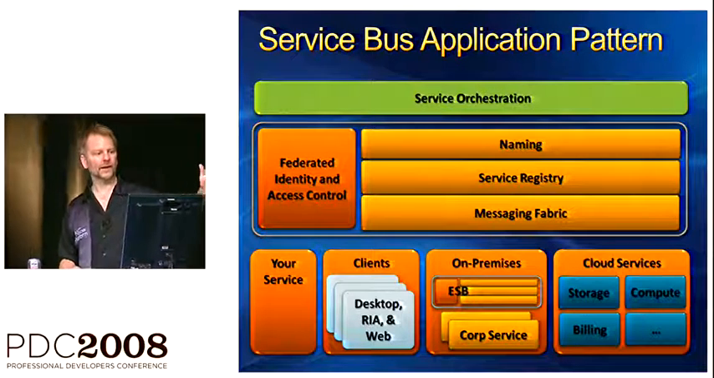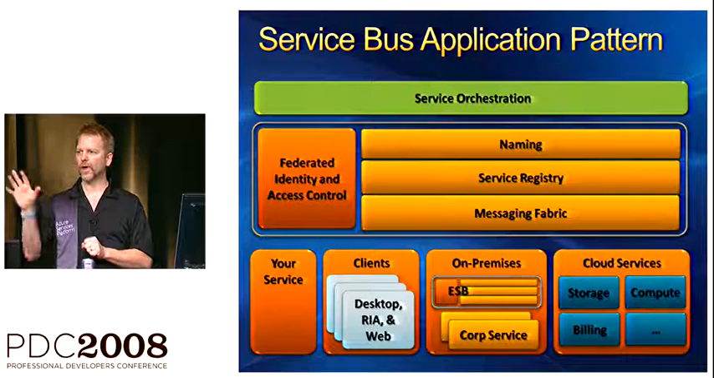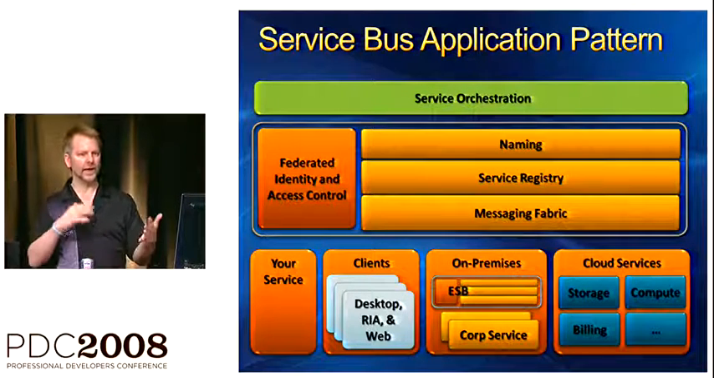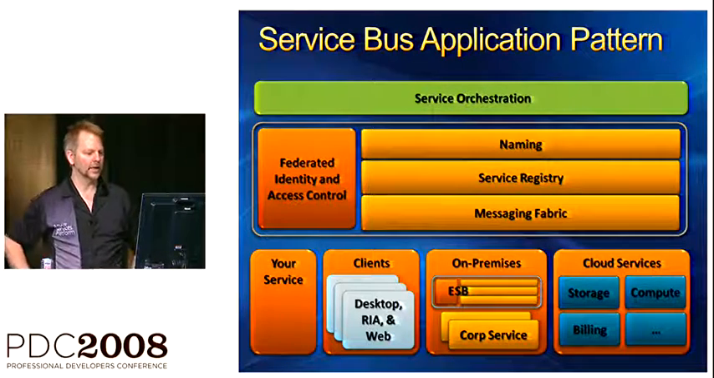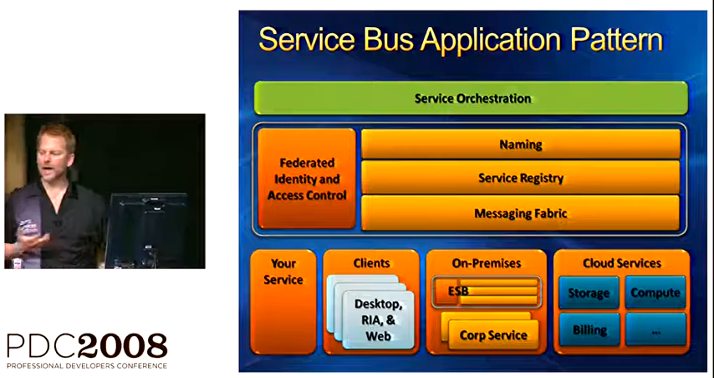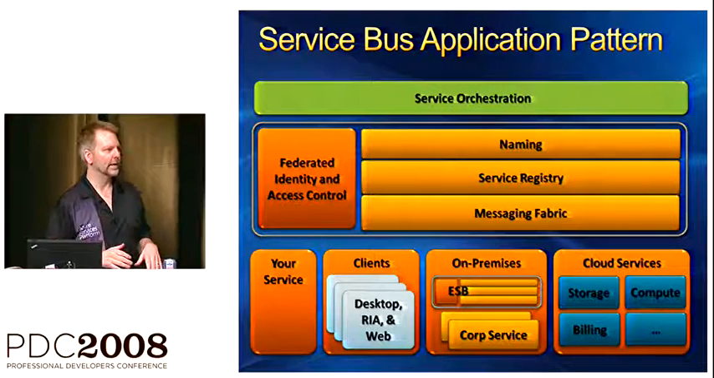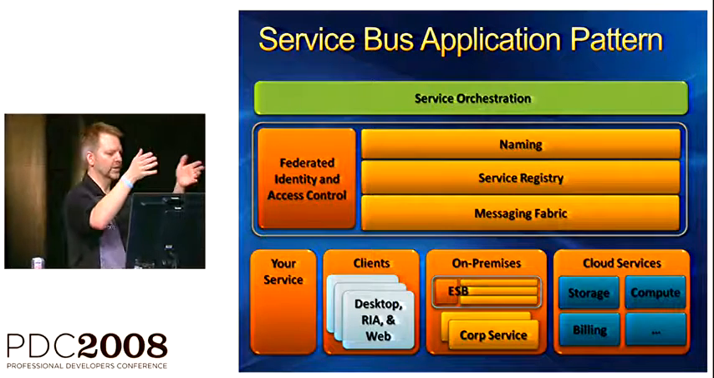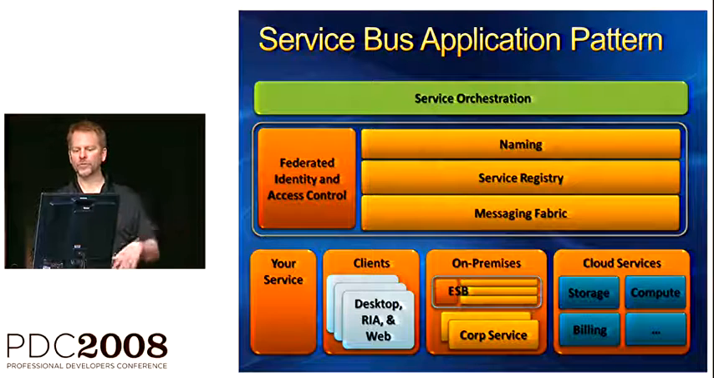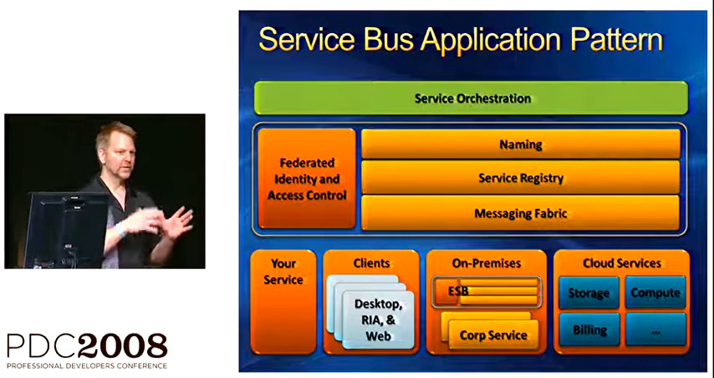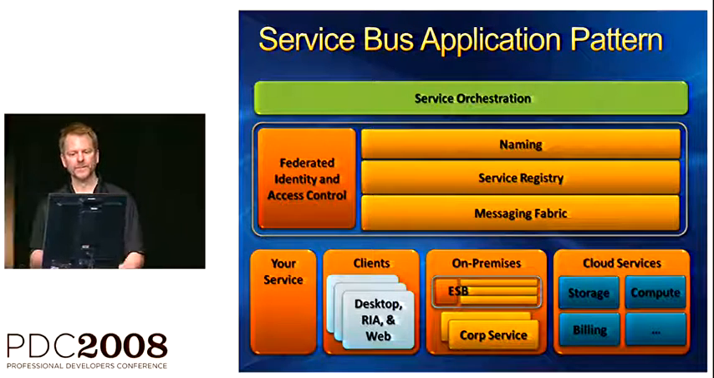Then we've got the federated identity and access control technologies that are ensuring that people have control over their names, the registry, and the messaging fabric, so that as we stitch the apps together, everything is done safely and securely. So now we've got that service bus. We can plug in your service to it. We can plug in lots of different clients into it, whether those be desktop apps, web apps, phones, Silverlight applications, Flash applications. All of those things can easily connect into the service bus.